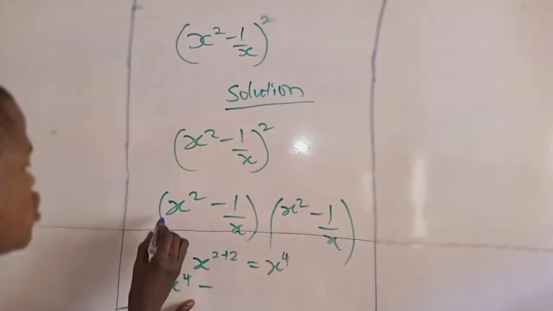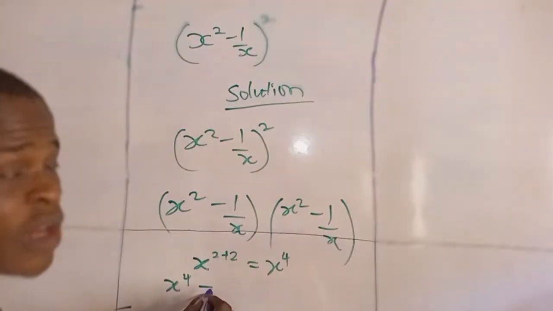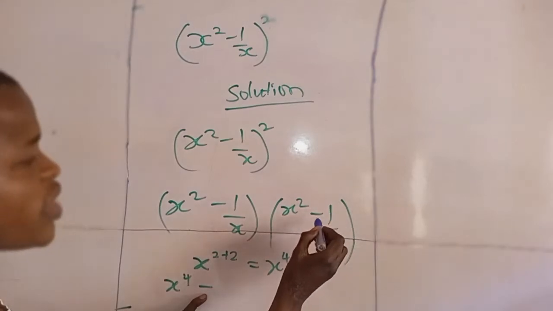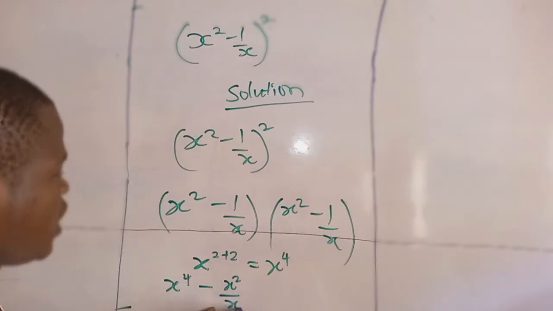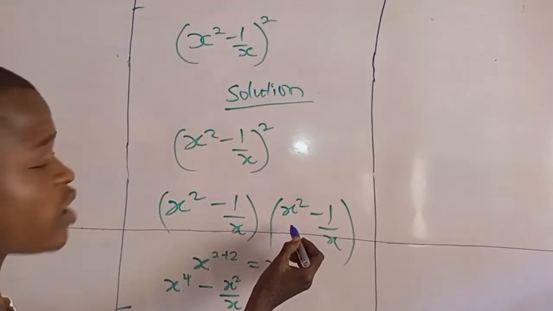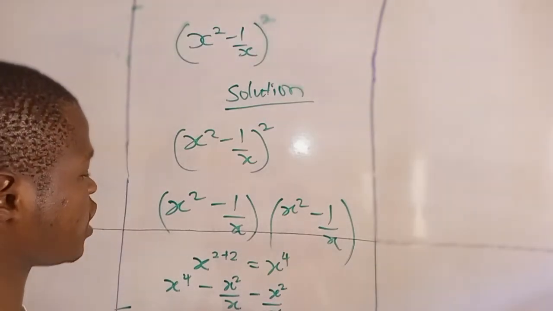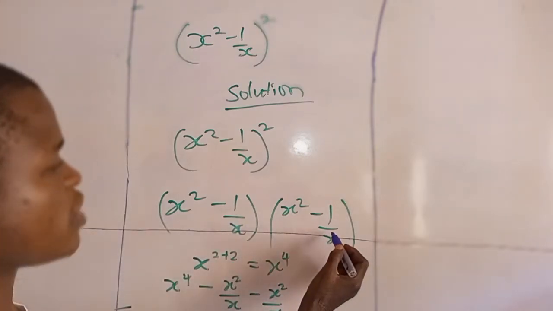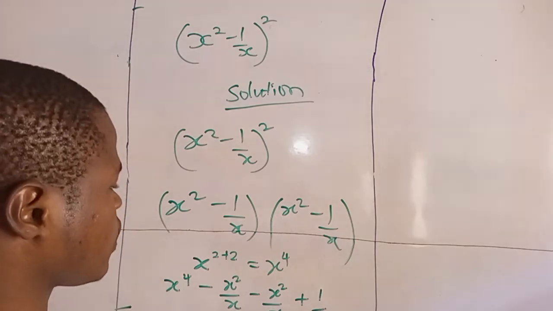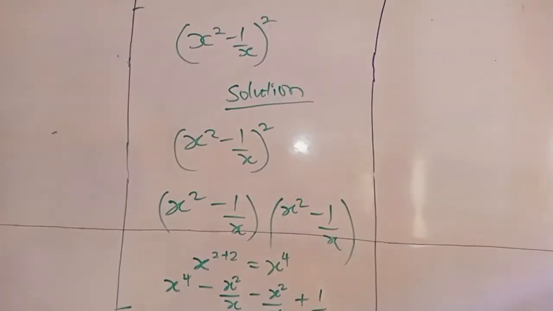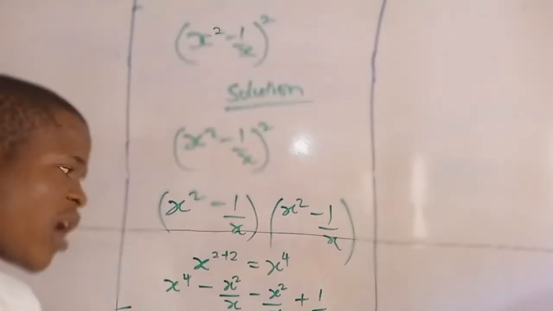This carries plus, this carries minus, so it will be minus times plus, this will give us minus. So x squared times 1 times minus 1 over x, this will give you minus x squared divided by x. Then minus 1 over x multiplied by x squared will give you minus x squared over x. Then minus 1 over x times minus 1 over x will give you plus 1 over x squared.